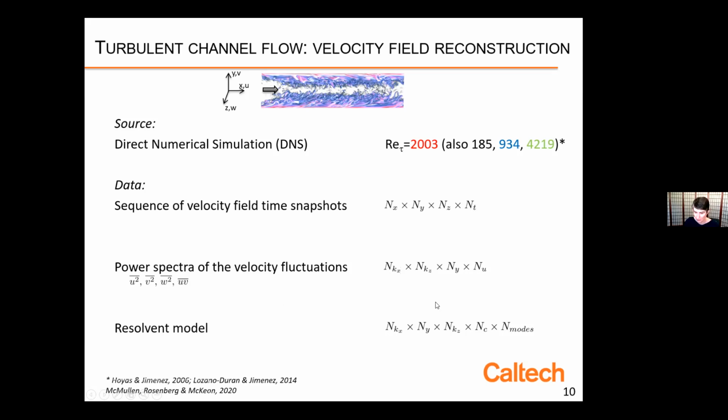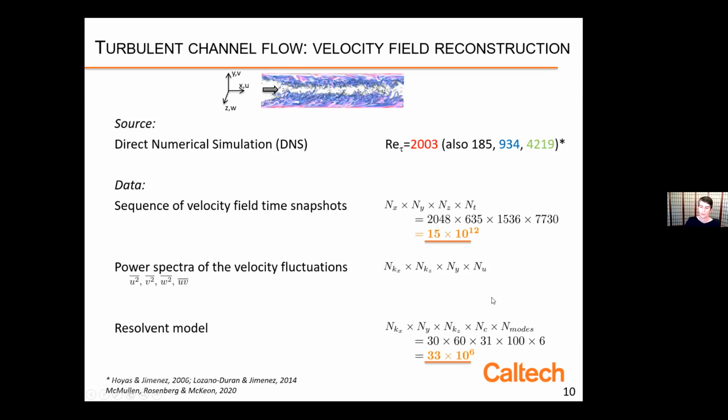Our resolvent model will look quite similar, except that we've got nkx, nkz, and ny. Nc is the number of wave speeds that we'll emit, so in the 1D case, that's the frequency divided by the streamwise wave number, the convection velocity. And then n modes refers to how far down the SVD we're going to go, so how many modes we're going to look at.